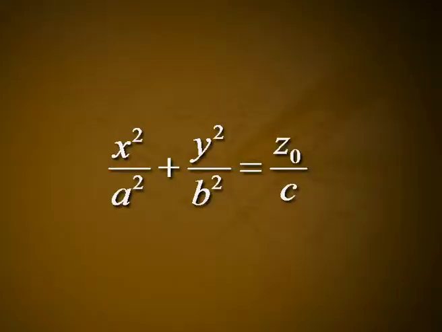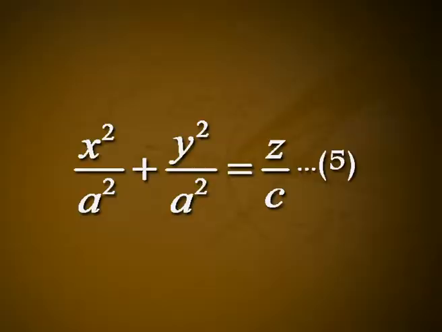Equation number 4. Each plane z = z0 above the xy plane cuts the surface in the ellipse x²/a² + y²/b² = z0/c.